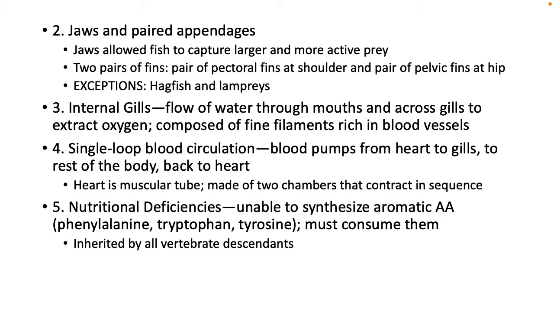Two chambers, atria, atrium, and atria, ventricle, and that's it. And then nutritional deficiencies. So they can't make aromatic amino acids. That's what AA stands for. And these are 3 really, really big ones. So they have to consume them. And the only way you can consume them is by eating other things. And this is something that all vertebrates share.